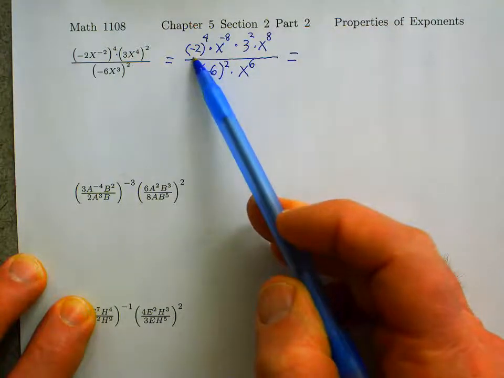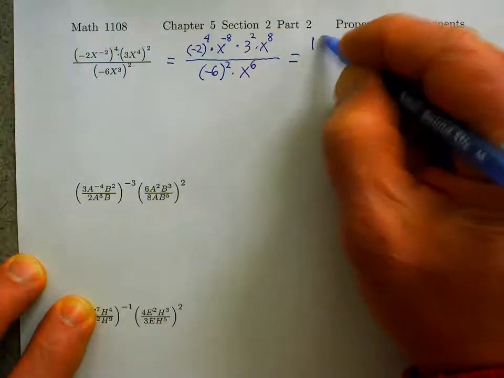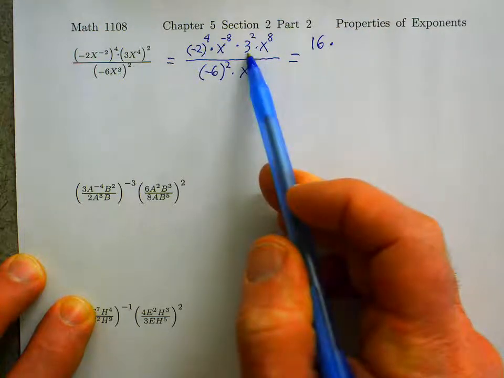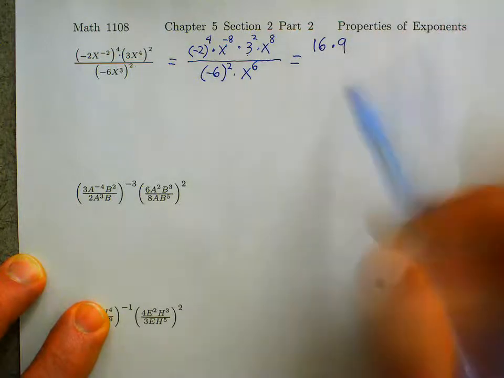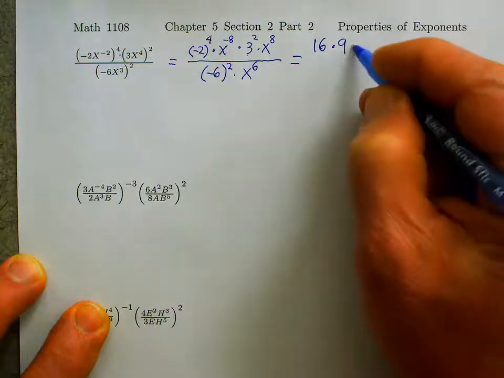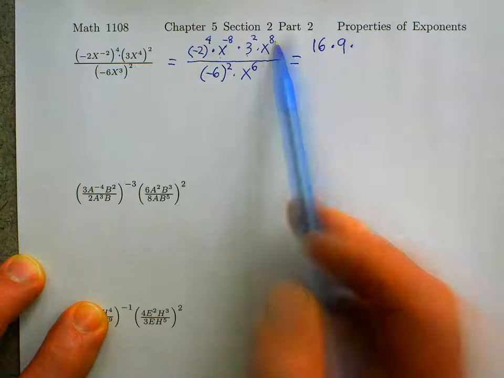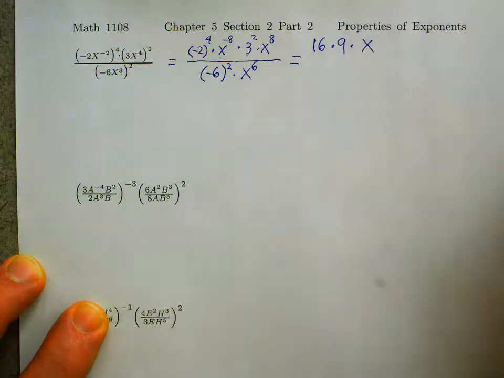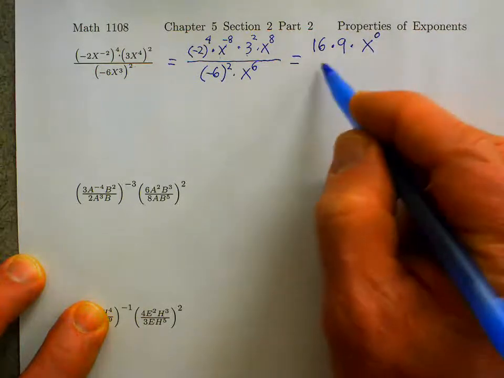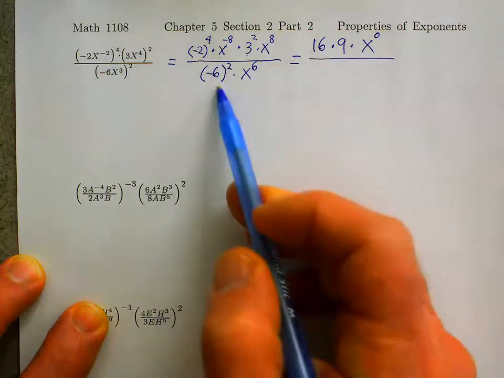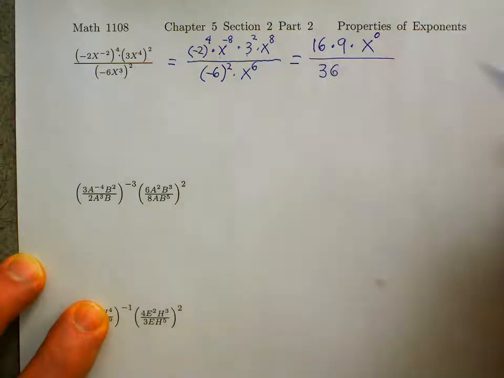The number negative 2 to the 4th, negative 2 times negative 2 times negative 2 times negative 2 is positive 16. And 3 to the 2nd is 9, so I'm going to move the numerical factor farther to the left. And we can simplify x to the negative 8 times x to the 8th. That's x to the negative 8 plus 8, or x to the 0. And then in the denominator, the number negative 6 squared is 36 times x to the 6th.